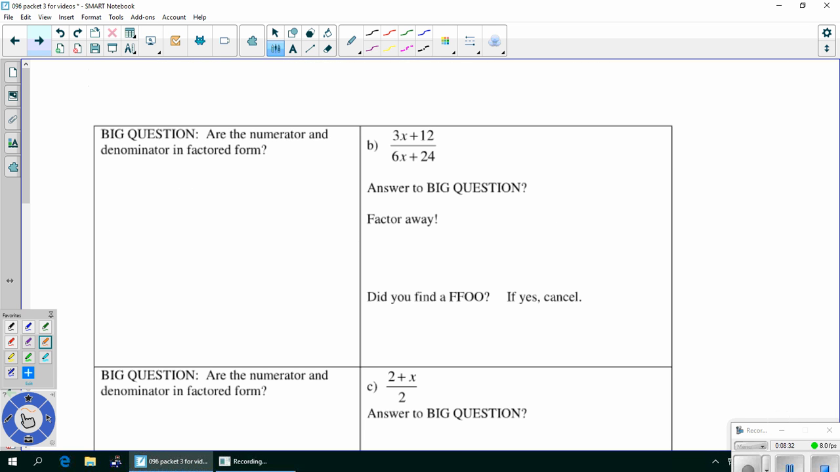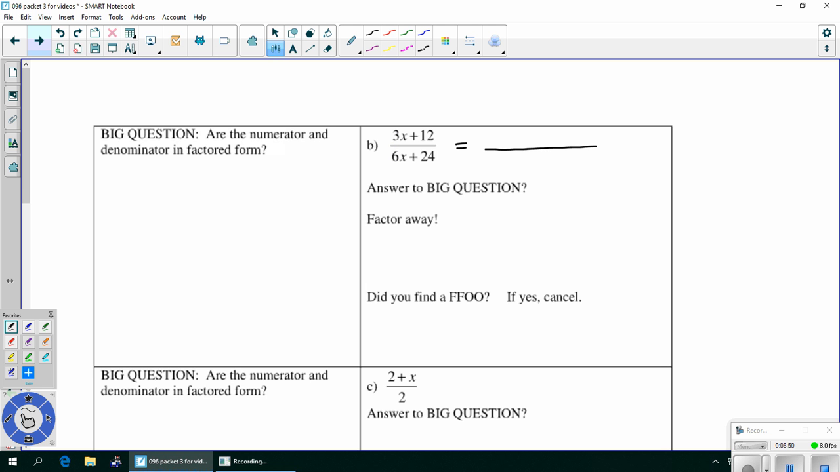Next page, 3x plus 2 over 6x plus 24. It's tempting to try to start crossing things off. 12 and 24 have a common factor. 3 and 6 have a common factor. Don't do any of that. It is addition on the top, addition on the bottom. None of it is available for crossing off. But what you can do is factor.